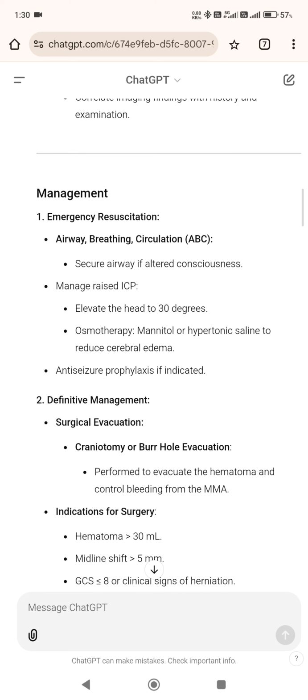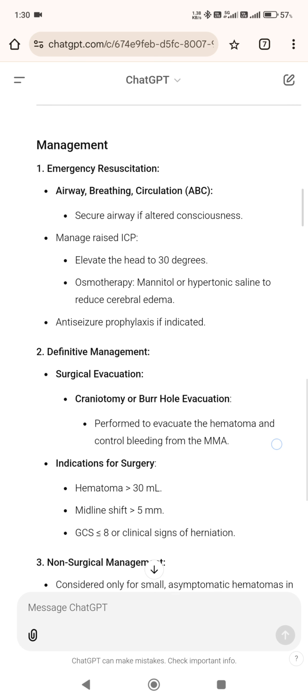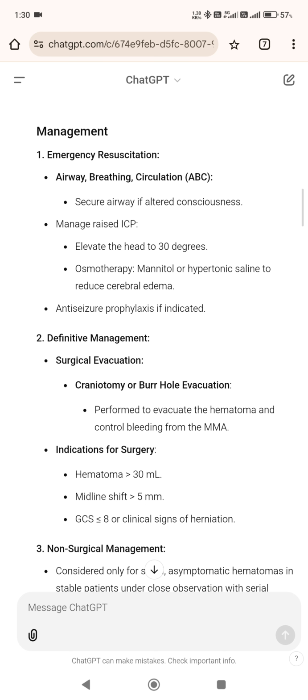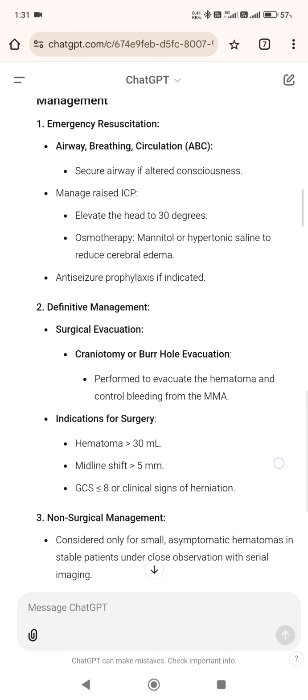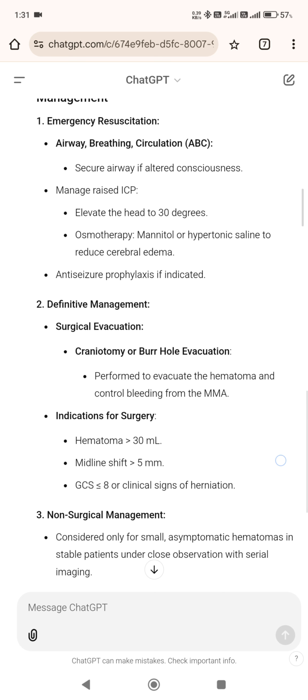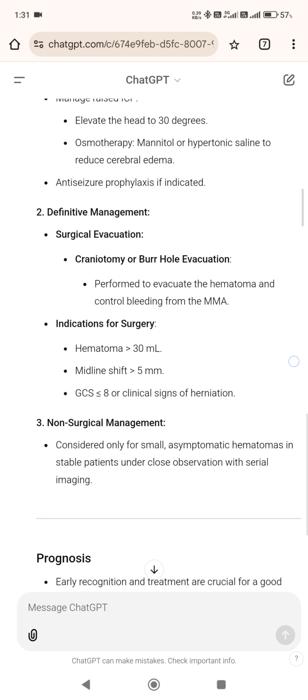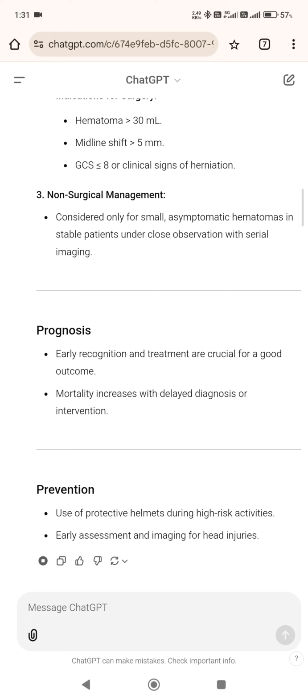Anti-seizure prophylaxis if indicated. 2. Definitive management: surgical evacuation, craniotomy or burr-hole evacuation, performed to evacuate the hematoma and control bleeding from the MMA. Indications for surgery: hematoma greater than 30 milliliters, midline shift greater than 5 millimeters, GCS 8 or less, or clinical signs of herniation. 3. Non-surgical management, considered only for small asymptomatic hematomas in stable patients under close observation with serial imaging.